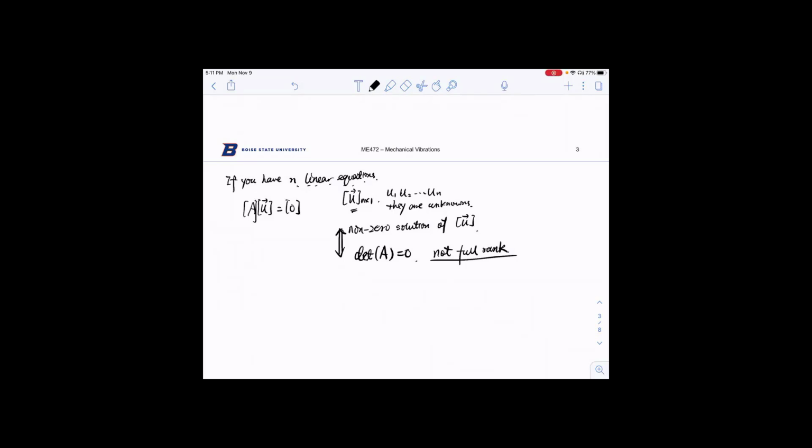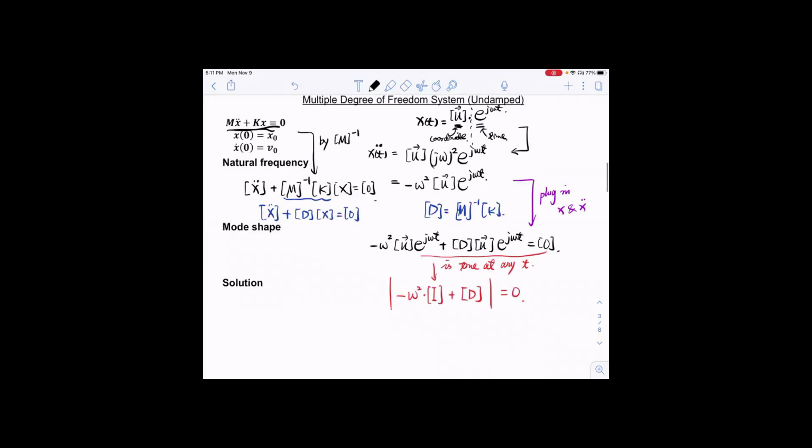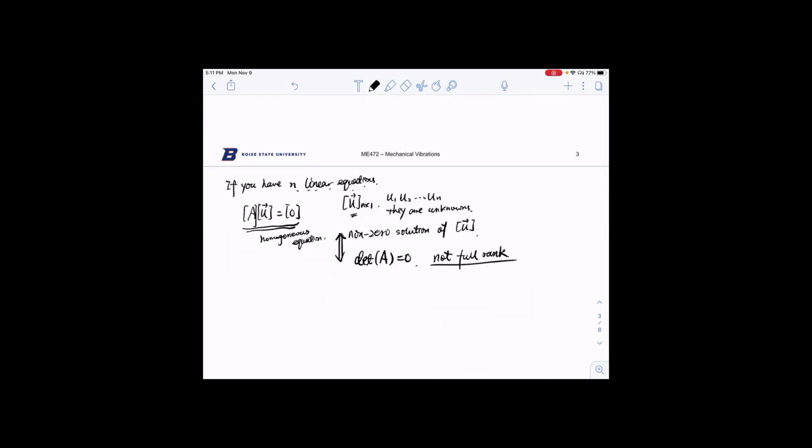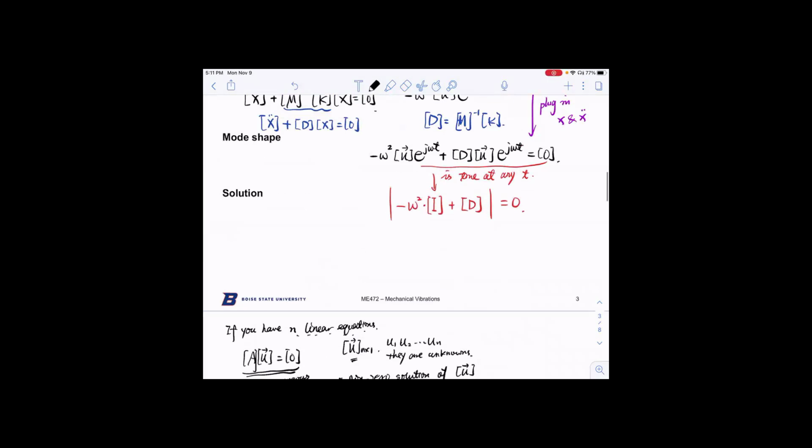If you haven't taken any linear algebra class, the only thing you need to remember here is that we call these homogeneous equations, meaning the right-hand side is always 0. If a homogeneous linear equation has non-zero solutions, your A matrix cannot be full rank, or the determinant of your A should be 0. So let's look at it here.